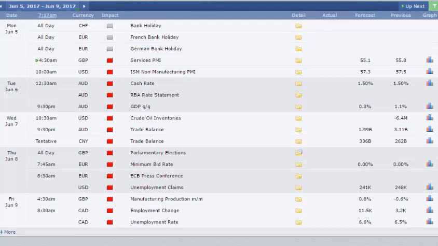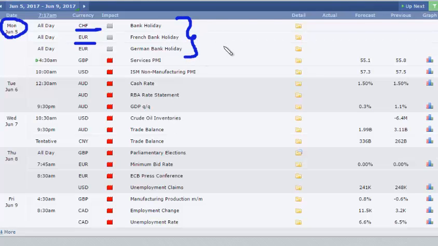Alright, you are now seeing my Forex Factory economic calendar, and right here we are seeing that Monday, which is the 5th of June, has bank holidays. Holiday from Swiss, from Euro. These are the bank holidays for Monday.